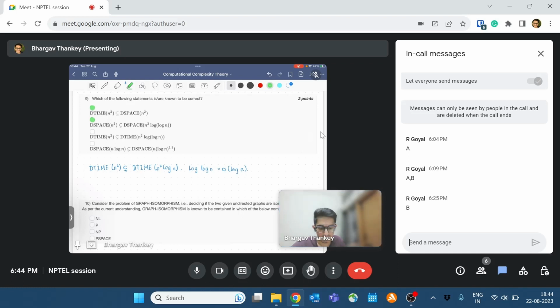And what about D? If I apply the space hierarchy theorem here, I just need to show that this is a small o of this thing. This 1.1 is such a small quantity that I think it won't make that much difference, so probably option D is not correct.